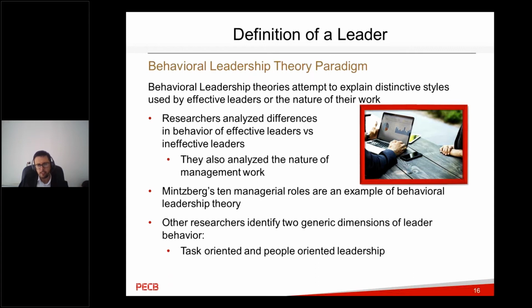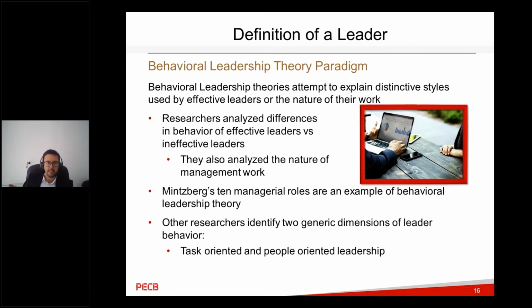So by focusing on what leaders actually did and not what they are, this is a step forward in understanding organizational behavior dynamics and how leaders fit within an organization. Researchers have analyzed differences in behavior of effective leaders as well as ineffective leaders, and they tend to analyze this in light of management work, or one of the elements of Mintzberg's roles that we discussed earlier.